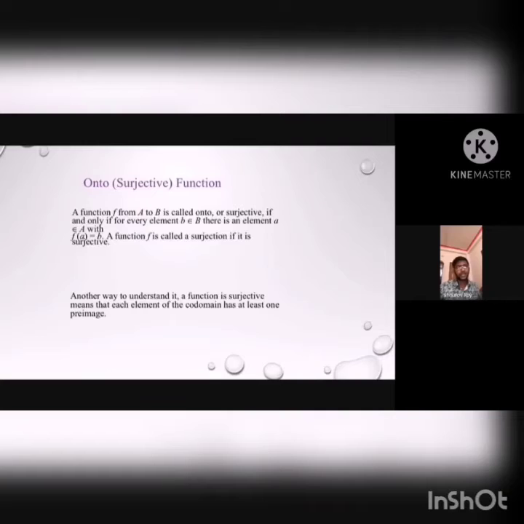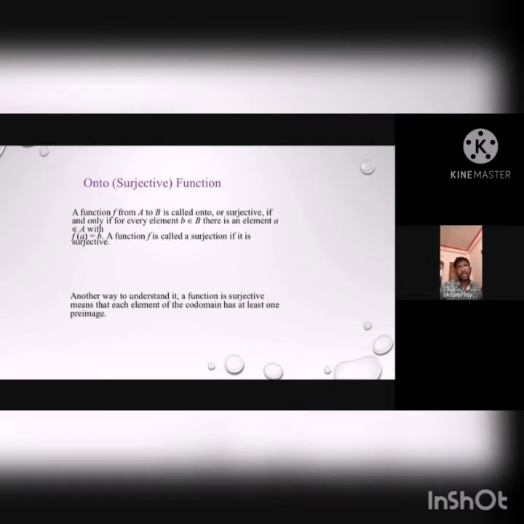Today I am talking about onto, or surjective, functions. A function f from A to B is called onto or surjective if and only if for every element b in B there is an element a in A with f(a) = b.